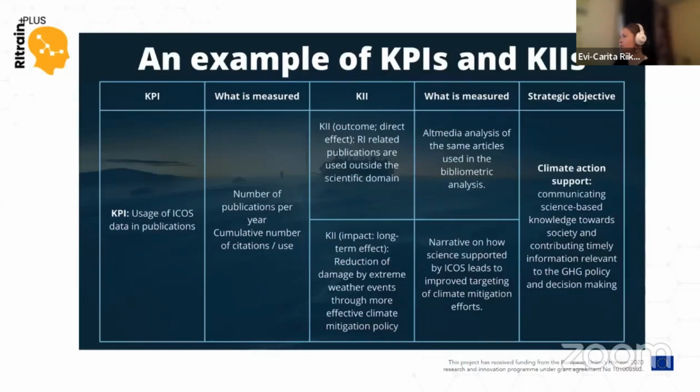So our objective is to communicate science-based knowledge towards society and to contribute information that is relevant to greenhouse gases, to policy and decision making. But if you look at the KPI column, we have a KPI that is the usage of ERIC's data and publications, but then we have a strategic objective that is much more abstract, saying communicating science-based knowledge. But how are these two linked? So that's why we need different types of indicators, so that we can build up a story towards fulfilling this objective.